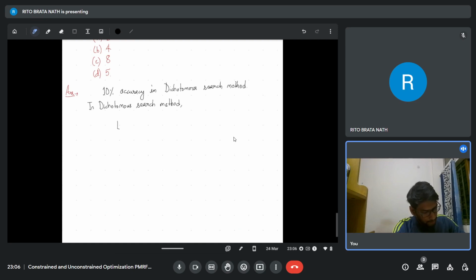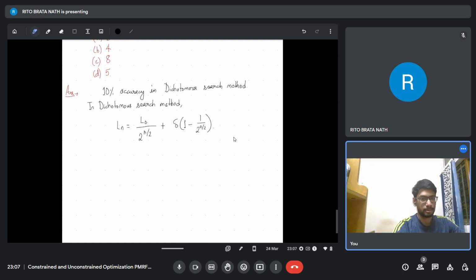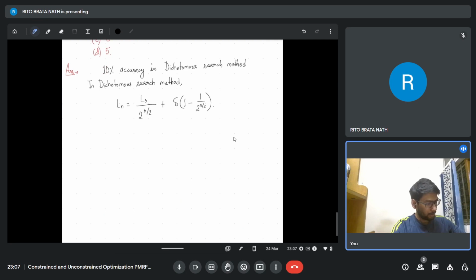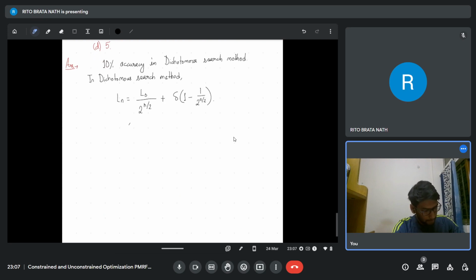We have ln equals l0 divided by 2 to the power n by 2 plus delta. So delta is the very small shift that you take from the midpoints, right? Delta by 2, those things. So this delta times 1 minus 1 by 2 to the power n by 2. This is directly from the slides. But what you can do here is approximate to L naught by 2 to the power n by 2, since delta is very small.